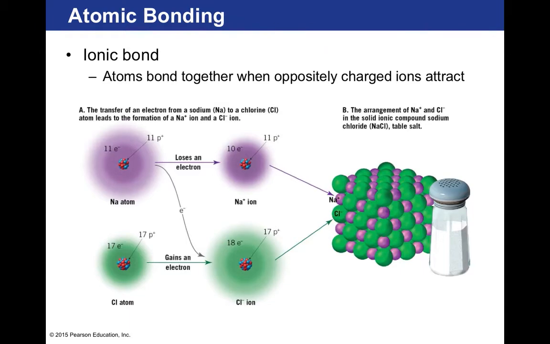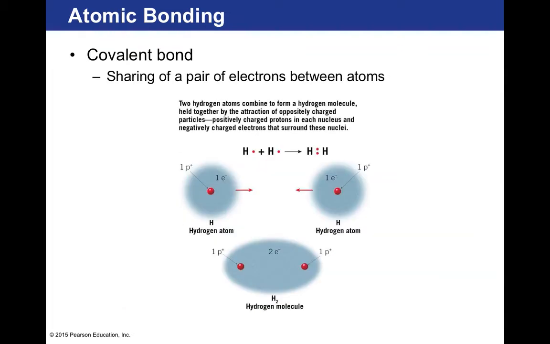So what you have in this example with table salt, sodium chloride, NaCl, when the sodium atom gives up an electron, it becomes positive, and when the chlorine atom gets that extra electron, it becomes negative. And this turns out to be a stable state to make up the molecule sodium chloride. So when you have atoms giving up electrons to make ions and then coming together, that's called an ionic bond.